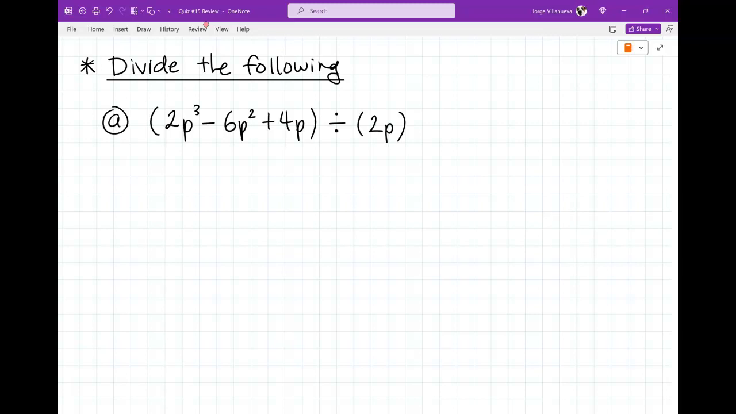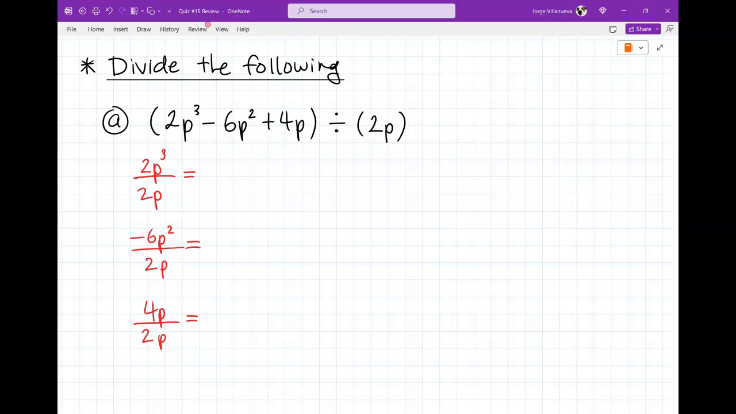Remember, I told you guys you can do this in your head if you want to, and that's perfectly fine. But if you don't want to do that, then I'm going to show you what it looks like if you do it step by step. So, 2p cubed over 2p, negative 6p squared over 2p, and 4p over 2p. That's what it looks like if you want to do this step by step.